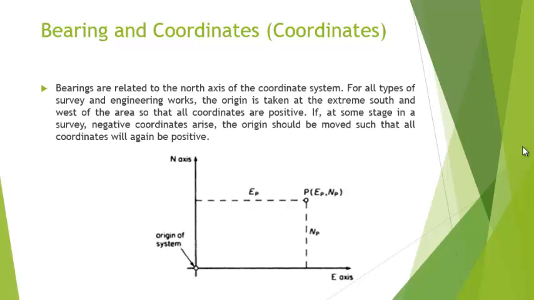For all types of survey and engineering works, the origin is taken at the extreme south and west area, the most bottom left side. This is to ensure that values will always be positive, and if at some traversing stage the surveyor realizes that the coordinates turn into a negative value, the origin should be moved such that all coordinates will be back to positive values.